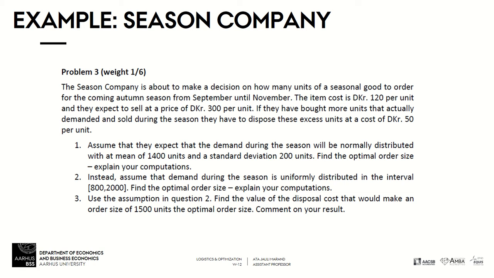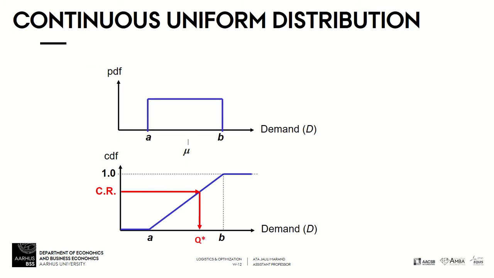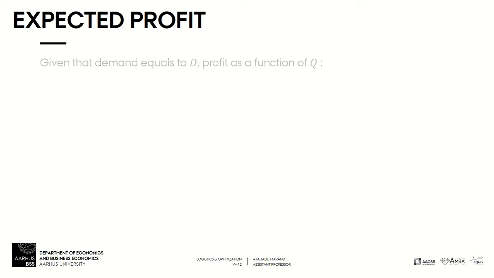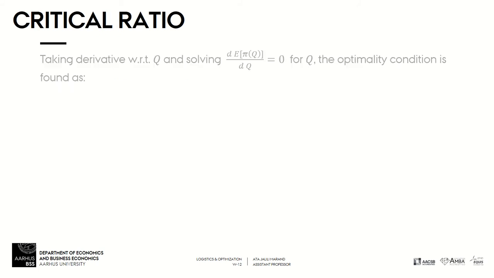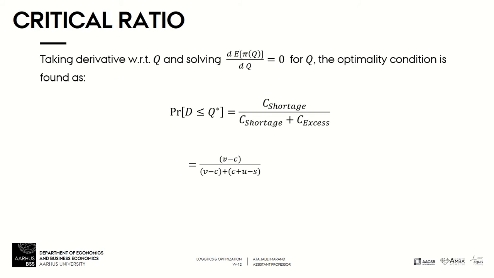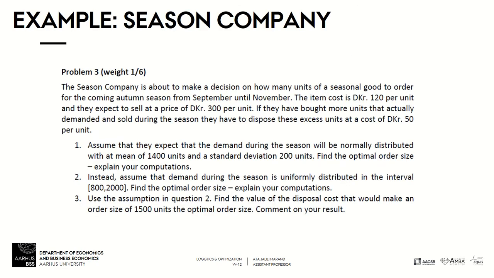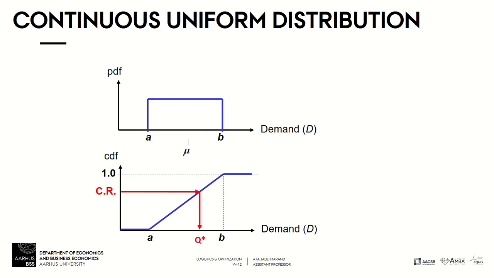In order to solve questions 1 and 2, we need to know a few things. First, let's see the continuous uniform distribution. If you remember from the previous slide, we had this equation as the equation we needed to solve. It was different for different distributions of the demand. Here in this example, we have two different distributions: uniform distribution and normal distribution.